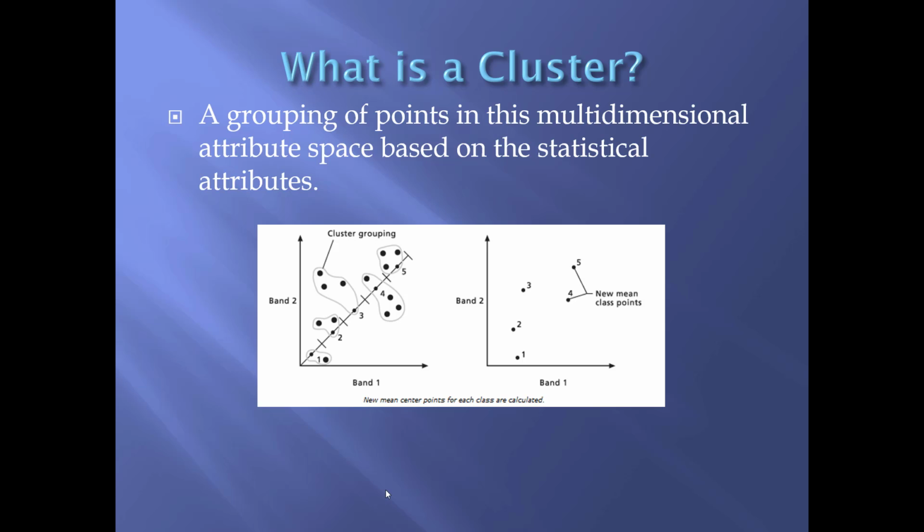So a cluster is a grouping of points in this multidimensional attribute space that makes sense to the computer to put together. If we look here, we have our band 1 and band 2 comparison again on the left, and you can see that the light gray polygon is drawn around points that make sense to the computer to put into clusters. After that is done, you get a new mean that is redrawn. So now we no longer have that straight line going at a diagonal between band 1 and band 2. You can see that the mean has been adjusted for each of those 5 classes.